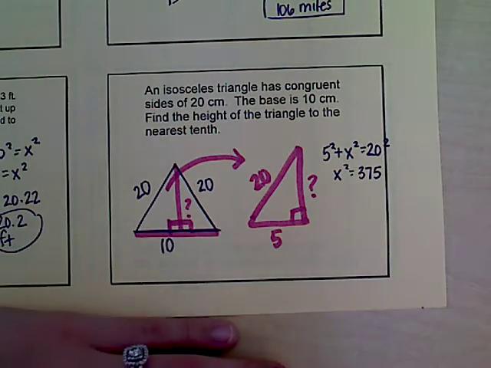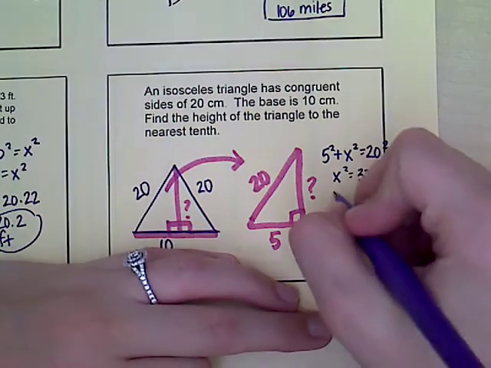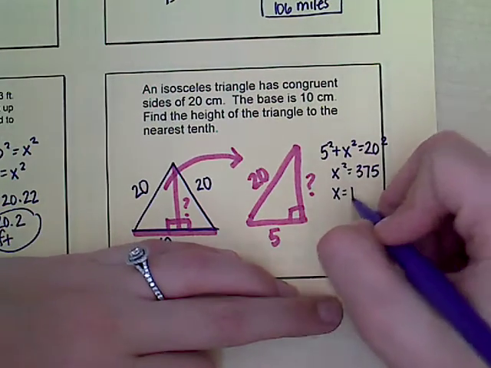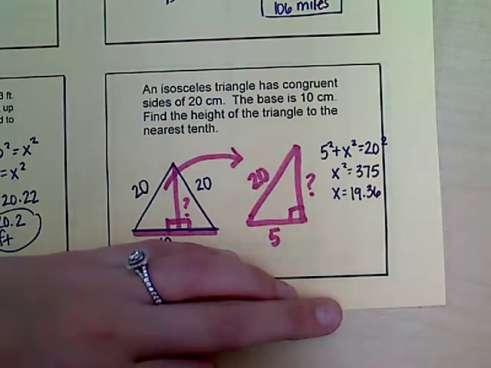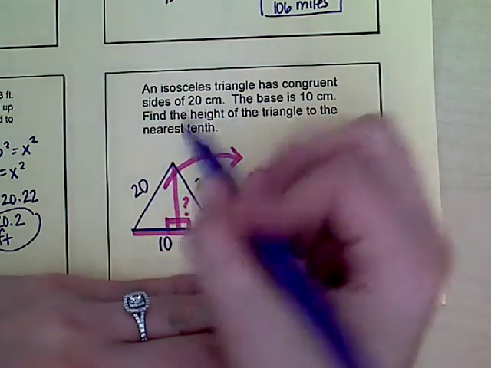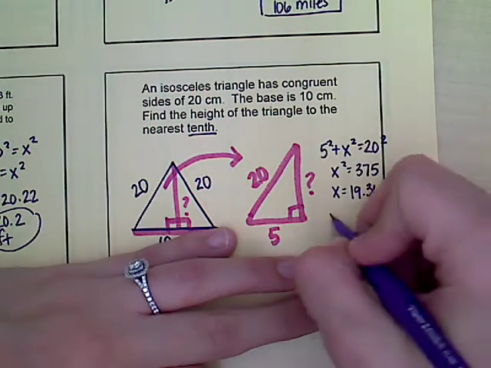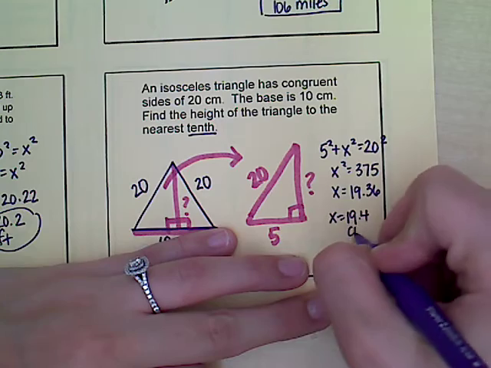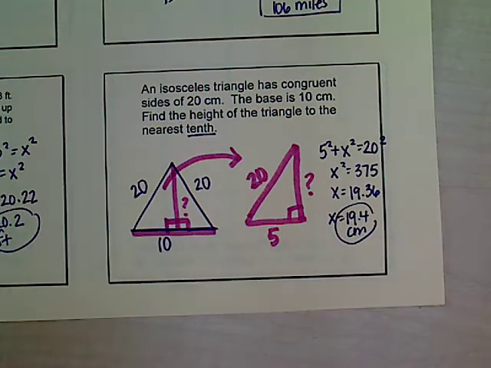And if I take the square root of that, x is about 19.36. And again, it says round to the nearest tenth, so that's 1 decimal. So 19.4 centimeters.